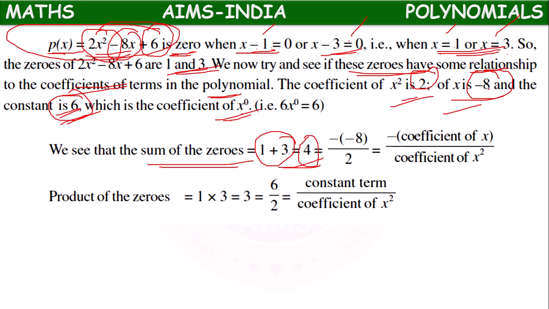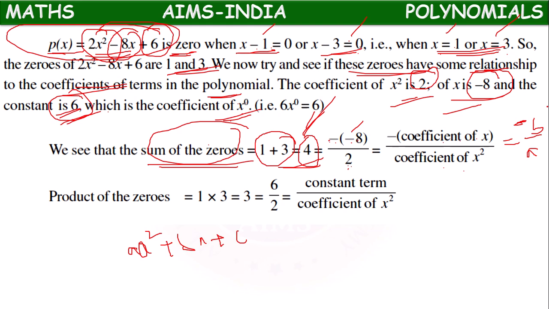We can write 4 as minus of minus 8 by 2. What is minus 8? The coefficient of x. What is 2? The coefficient of x square. So if the polynomial is in the form ax square plus bx plus c, then the coefficient of x is b and the coefficient of x square is a. Means the sum of zeros is in the form of minus b by a.